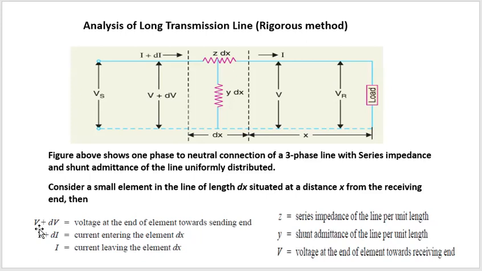here we have V plus dV is the voltage at the end of the element towards the sending end, I plus dI is the current entering the element dh, and I is the current leaving the element dh. Z is the series impedance of the line per unit length. Y is the shunt admittance of the line per unit length, and V is the voltage at the end of the element towards the receiving end.